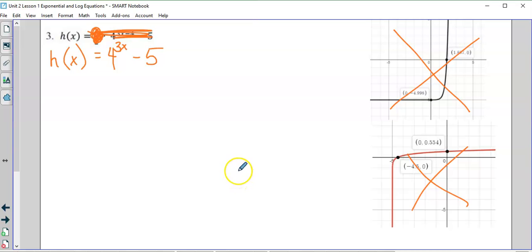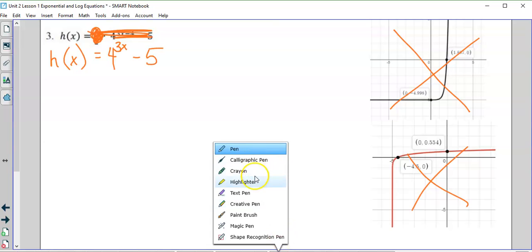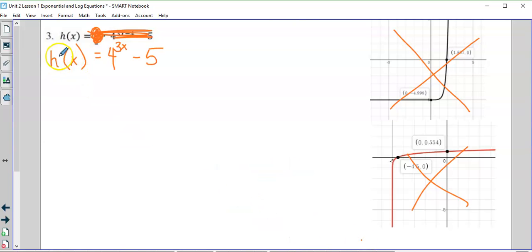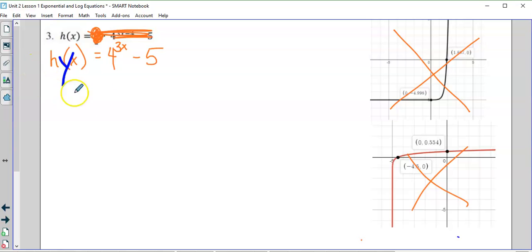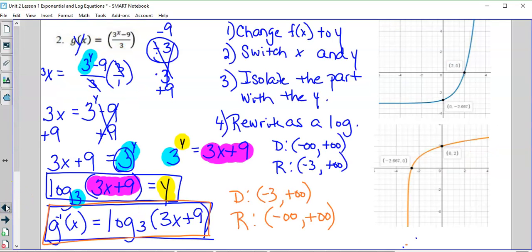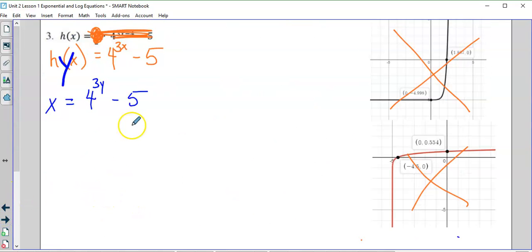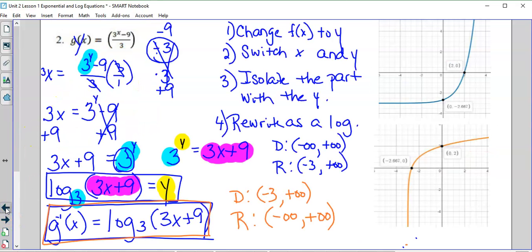Okay, so if we look at it like this, what I need to do is rewrite this, change this to a y, and then switch the x and the y, if I'm following those steps. So this is going to be x equals 4 to the 3y minus 5. If you look at the steps, I need to switch the x and the y next. So I did that, I'm sorry, not that step. Sorry, I did that already.